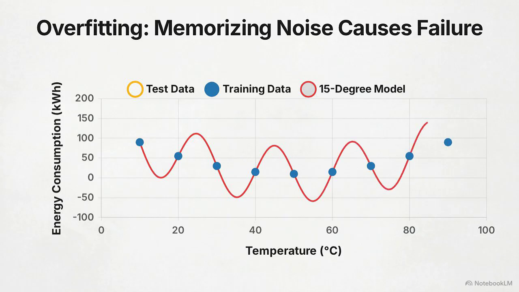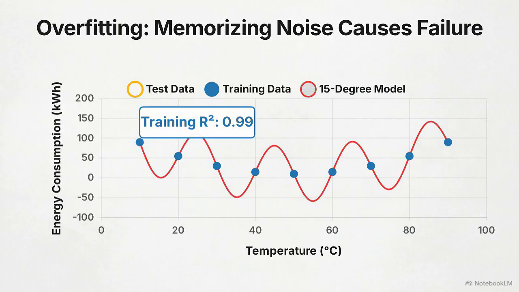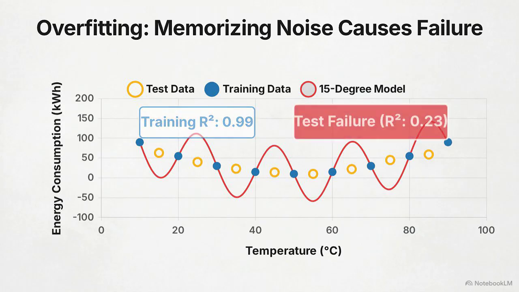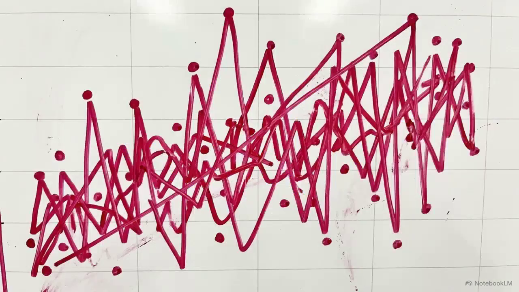Strictly on its training data, the model looks flawless, achieving a near-perfect R-squared score of 0.99. But the moment you ask this model to predict unseen test data, the output collapses. It predicts wildly inaccurate energy spikes, and the test score plummets to 0.23. This is a false positive.